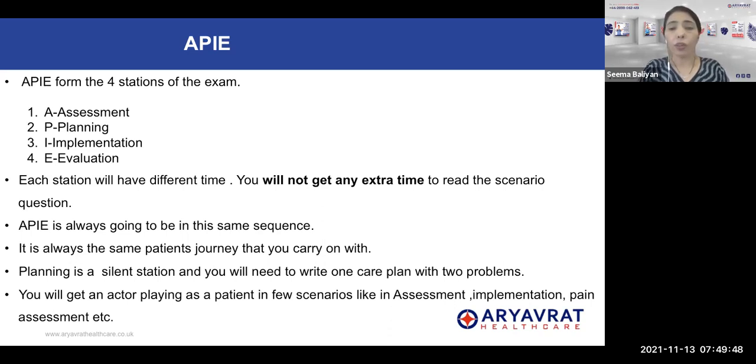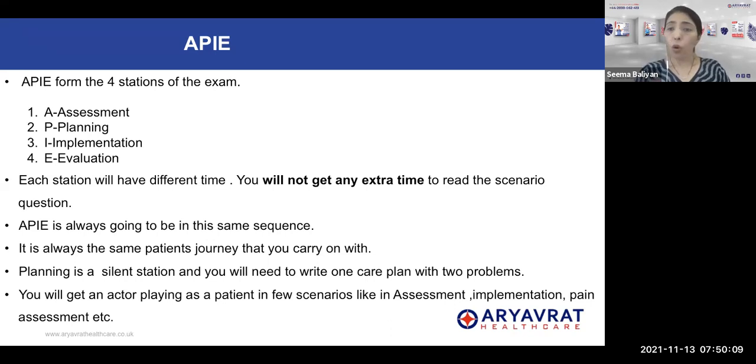You will not get any extra time to read the scenario. You will need to read the scenario itself, but it is only an A4 sheet that you have to quickly go through, the history and the scenario. So it should not take a longer time.